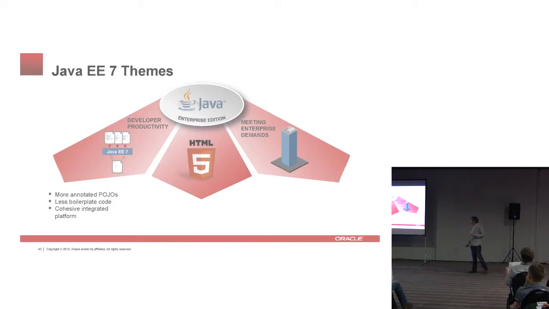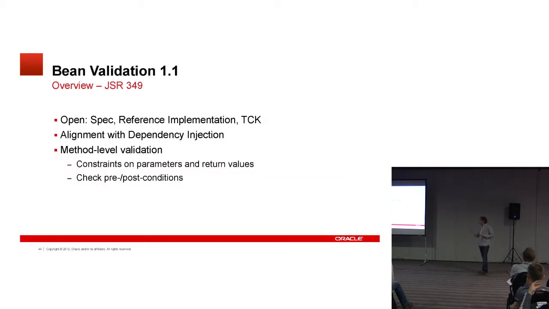So that was for enterprise demand: batch, concurrency, and simplifying some APIs. Developer productivity, basically continuing to use more and more POJOs, so that you have to write less boilerplate code. You saw that for JMS. One example that helps you write simple code is Bean Validation 1.1.